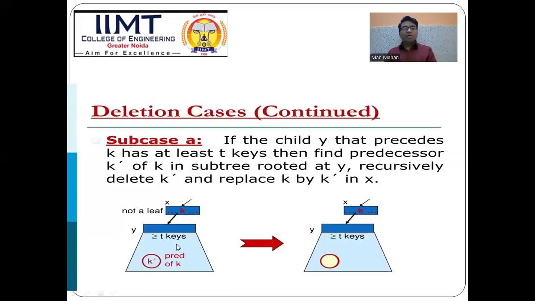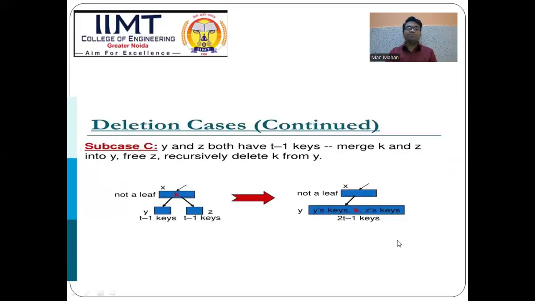Now, in the sub case of A, if the child y that precedes k has at least t keys, then find the predecessor k' of k in the subtree rooted at y. Recursively delete k' and replace k by k' in x. Now we can see an example in the figure for a particular node x, where we want to delete the k value. It is not a leaf node, so it maintains the property of m by 2. So now we can delete k' from the figure easily.